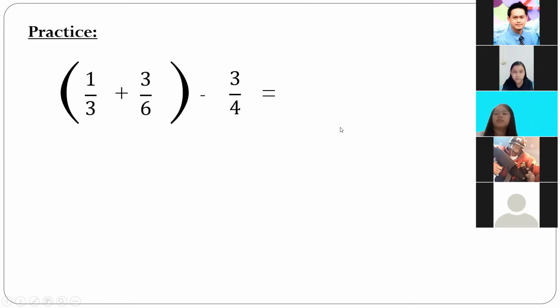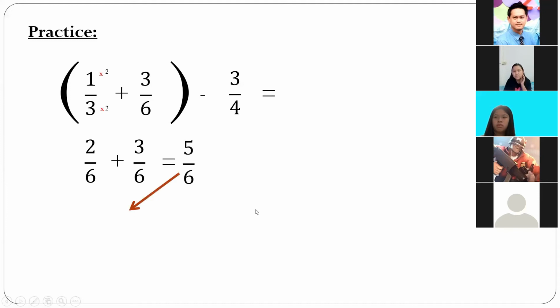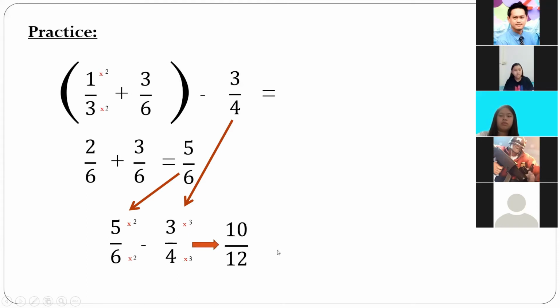1/12. Okay, let's see if you're correct. 2/6 plus 3/6 equals 5/6. Rewrite. 5/6 minus 3/4 cannot be done, so we have to find the common denominator, which is 12. So it will become 10/12 minus 9/12. The answer is 1/12. Very good.